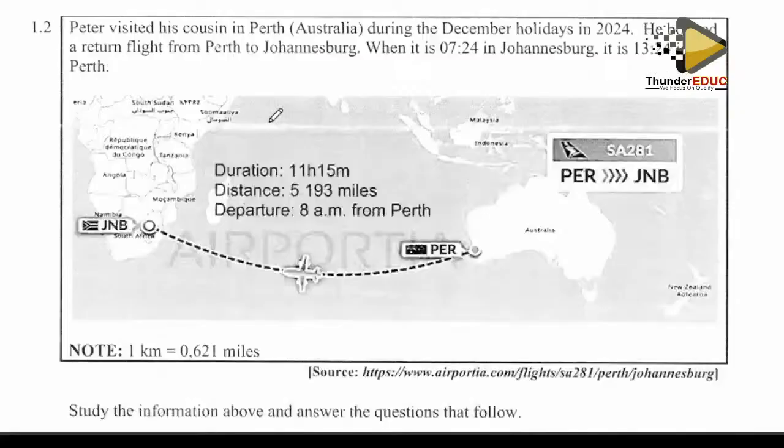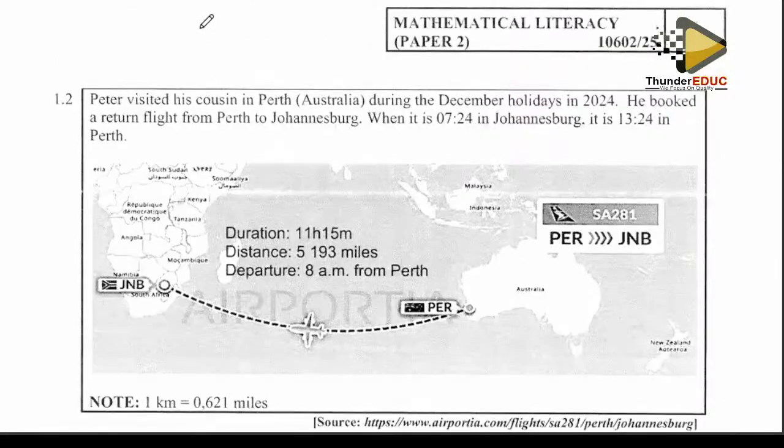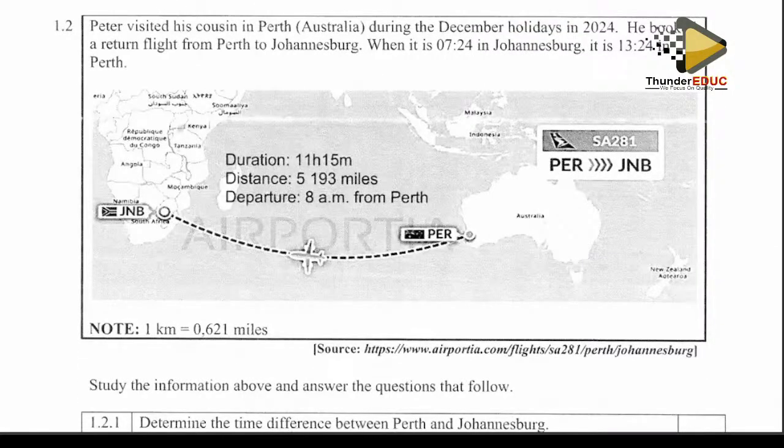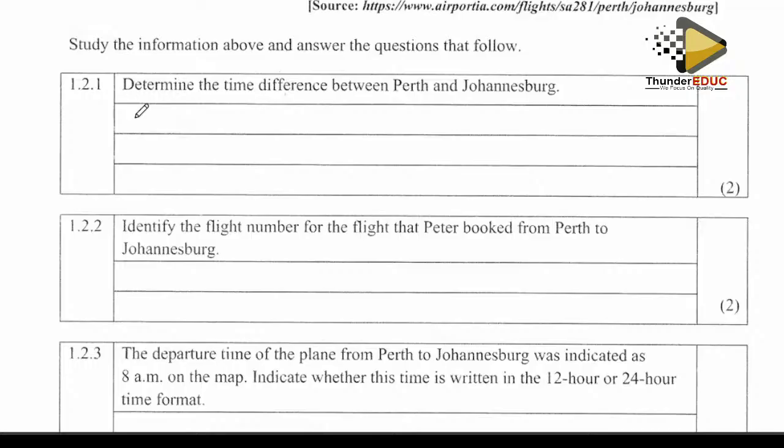Question number 1.2. Here we go. We have a diagram like this one here. Peter visited his cousin in Perth, which is in Australia, during the December holidays in 2024. He booked a return flight from Perth to Johannesburg. When it is 07:24 in Johannesburg, it is 13:24 in Perth. We shall answer some questions there.